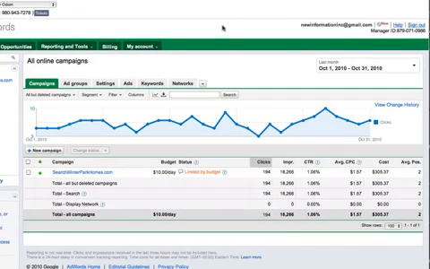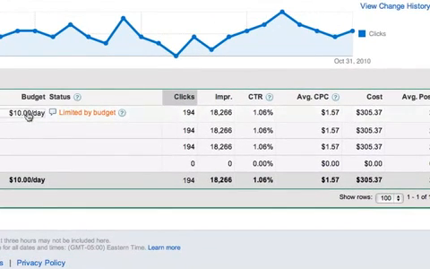So let's look at another example here. Now, here's an example where we have a campaign. This is Stephen Odom, in Florida here. When you log in and go to your campaign management, if your campaign is limited by budget, it will show you right here, it will say limited by budget. So again, to change your budget, you can just click on the budget amount.